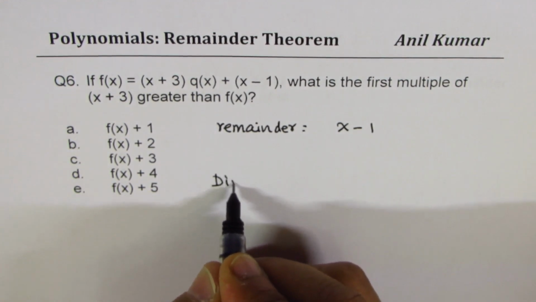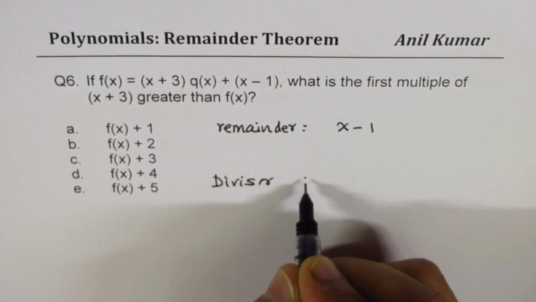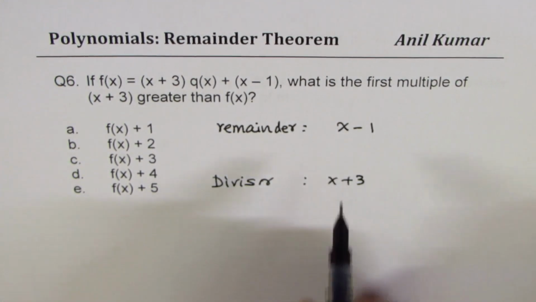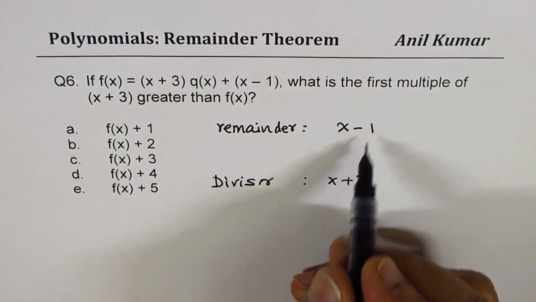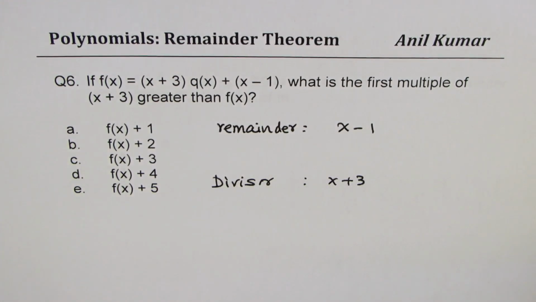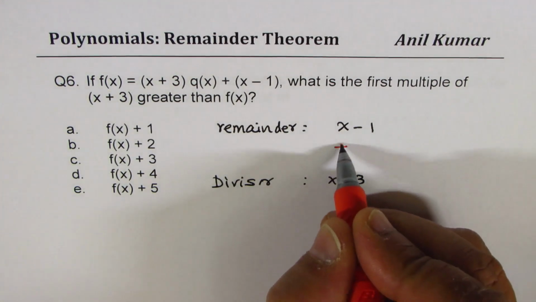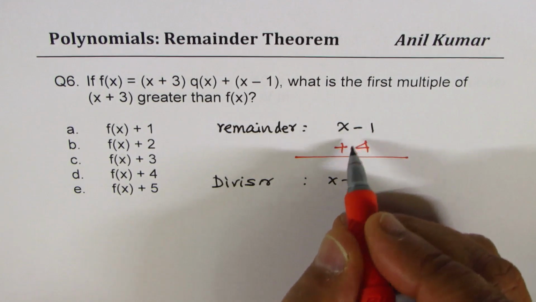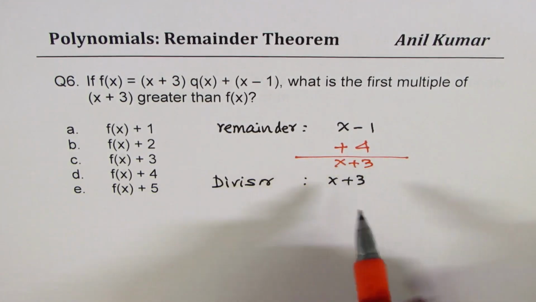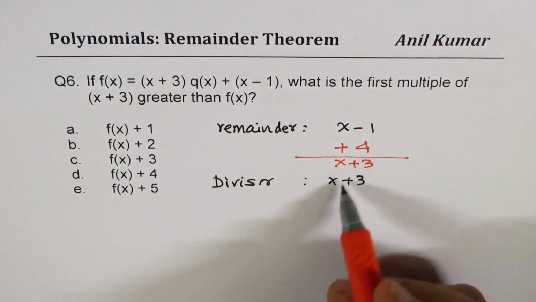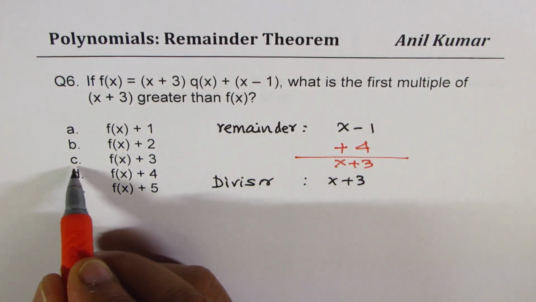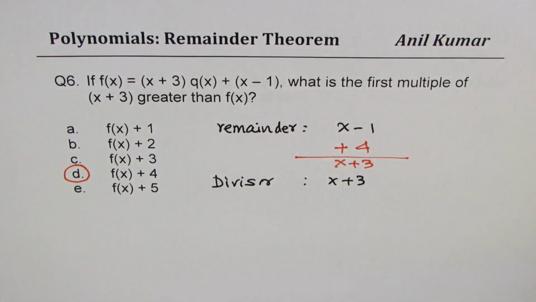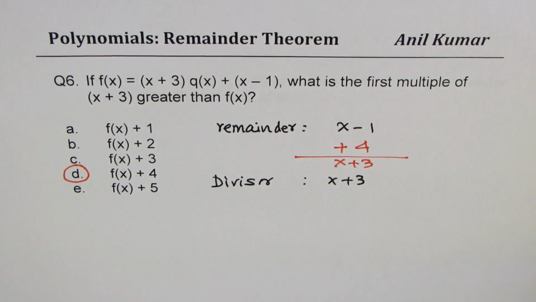And what is the divisor? Divisor is x plus 3. What should I add so that it becomes x plus 3? That could be the question to be answered. Do you see that? So if I add here 4, then I get x plus 3, then the remainder will go one more time. So therefore, the answer is D, which is f of x plus 4. Perfect? That is how you're going to answer this question.